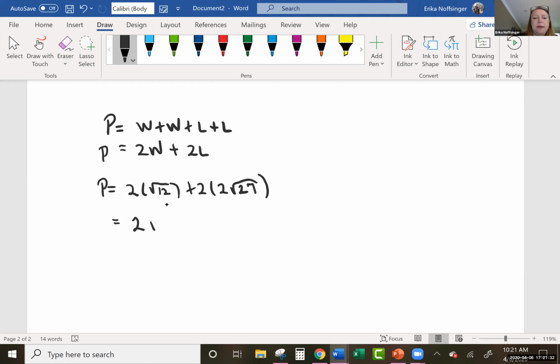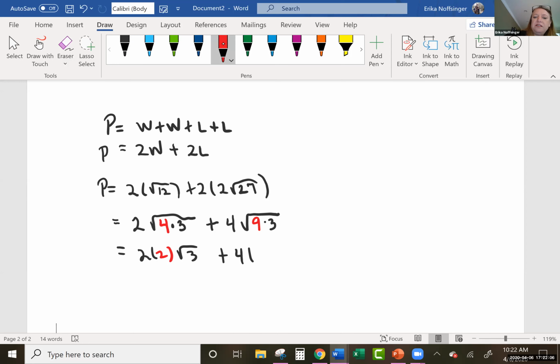So this is 2 times square root. Well, square root of 12 can be rewritten as 4 times 3, plus 2 times 2. So that is 4 times the square root of, well, 27 can be broken down as 9 times 3. So this is equal to 2 times square root of 4 is 2, root 3, plus 4 times square root of 9 is 3, and we're left with the root 3.